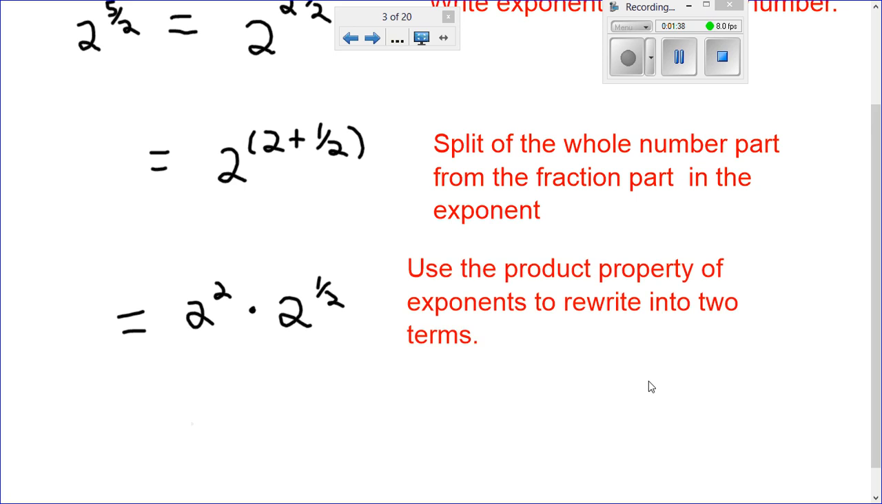Okay, by using the product property of exponents, we can rewrite this into two terms. So think of the product property backwards. So this would be 2 squared times 2 to the 1/2 power.